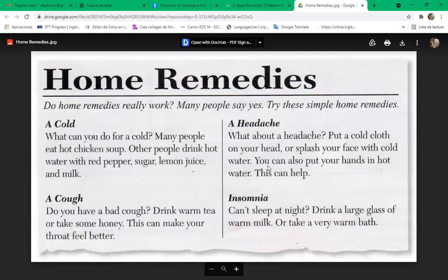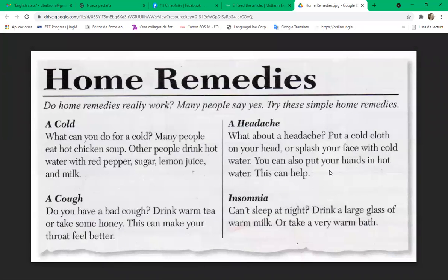Okay, so what about a headache? Put a cold cloth on your head or splash your face with cold water. Ooh. Splash your face. It's like, splash. Your face with cold water. You can also put your hands in hot water. This can help.